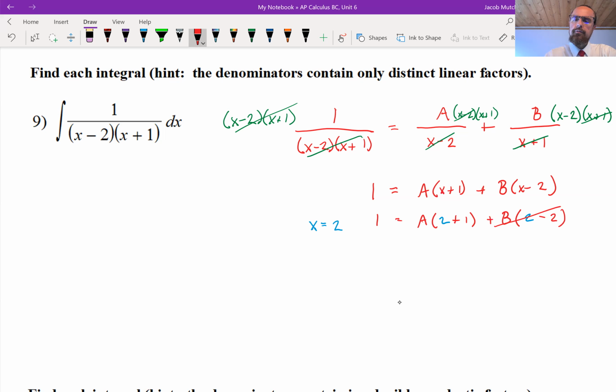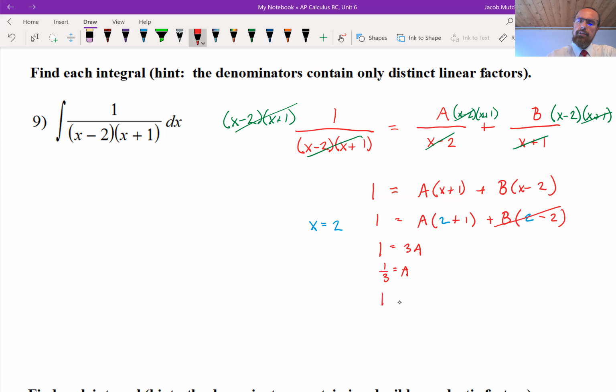What I can do now is solve for a. This is 1 equals 3a. If I divide by 3, I get a equals 1/3. So one of these is now solved for. Now I want to solve for b in a similar way.